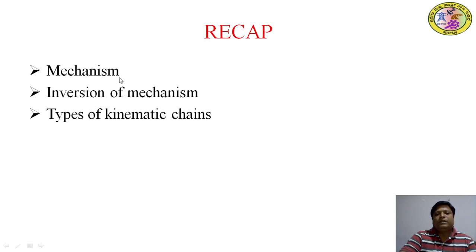A 4-bar chain consists of 4 links. If the chain has more than 4 links, we call it a compound mechanism. If the chain consists of only 4 links, we call it a simple mechanism.